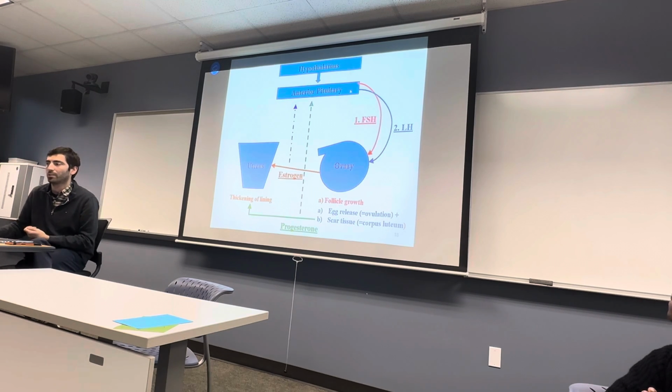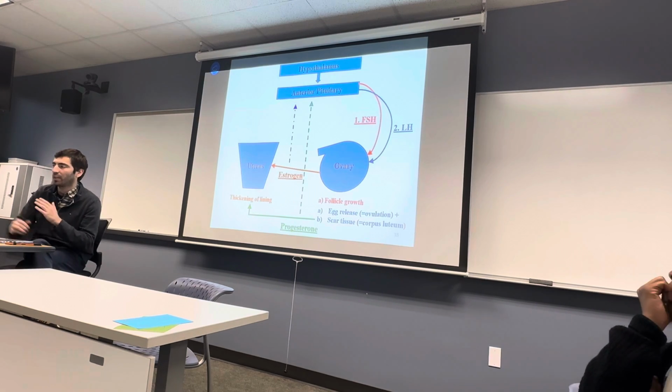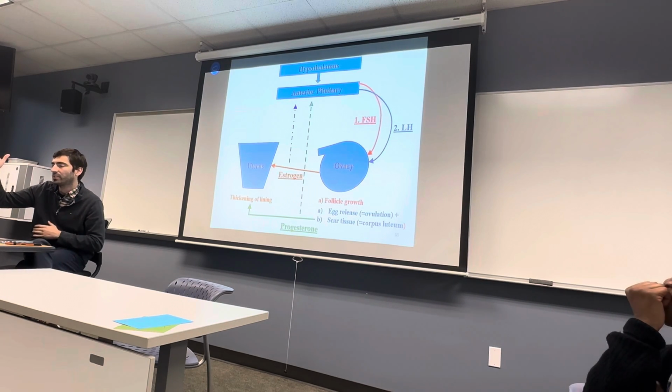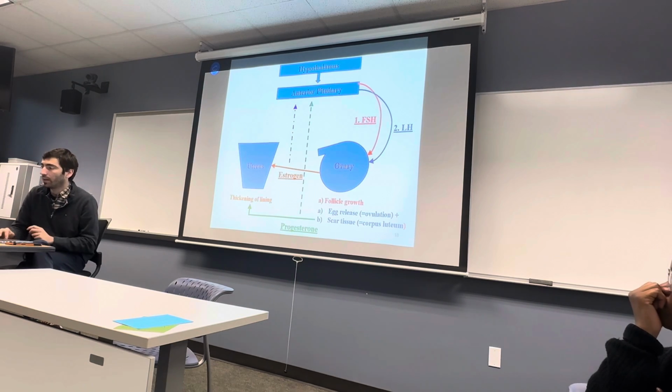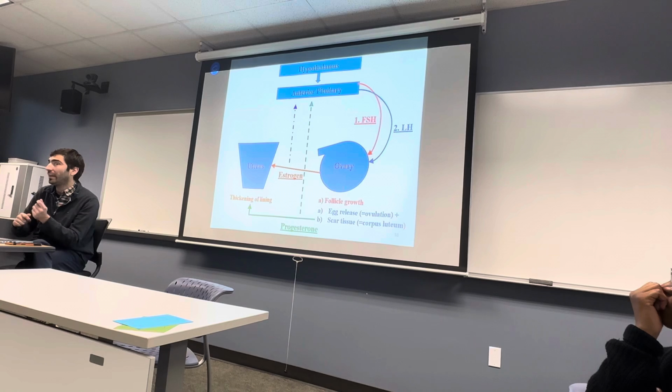So FSH goes back up, eventually another follicle is going to burst, that's going to make progesterone. It goes up, FSH and LH goes down. It just keeps cycling between high levels of FSH and LH and high levels of estrogen and more specifically progesterone. So yeah, if no fertilization occurs, that's what happens.